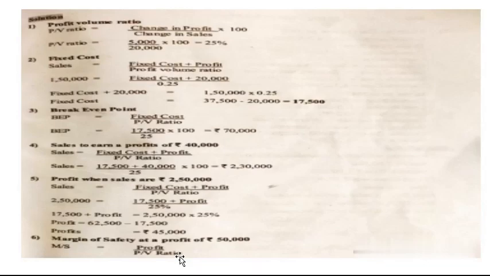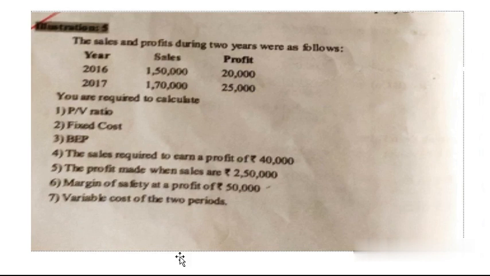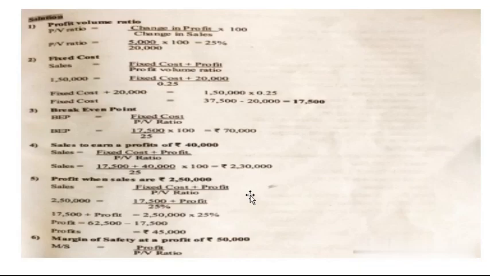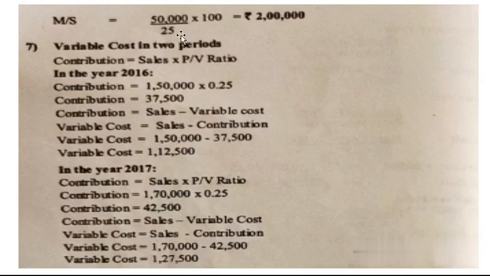So what is the profit? Which is given in the question: margin of safety at a profit of 50,000. So 50,000 is the profit. What is the margin of safety? Profit is 50,000, PV ratio is 25%, so 50,000 divided by 25 into 100 will give us 2 lakh. So if your sales is 2 lakh, then you have crossed the break-even point. That is, you will get a profit, where you are on the safer side.